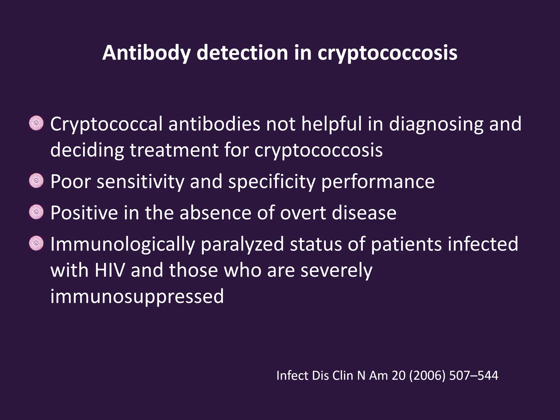This is mediated by the type 1 T helper cells and the type 2 T helper cells. So cryptococcal antibodies are not useful in diagnosing and deciding the treatment because of their poor sensitivity and specificity performance, and they can be positive in the absence of an overt disease also.